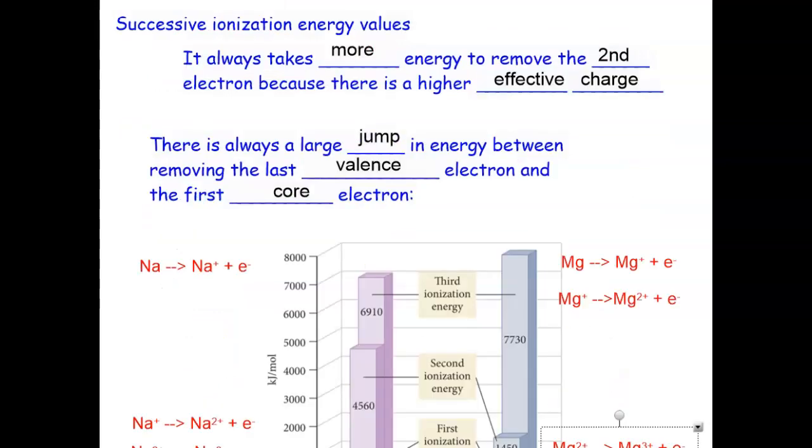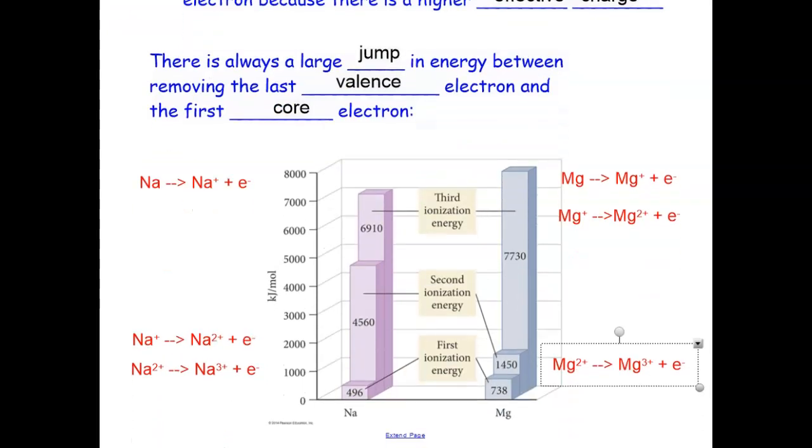Let's take a look at successive ionization values. So what that means is instead of removing the outermost electron from different elements, we are going to remove the outermost electron, and then the 2nd electron, and then the 3rd electron, and then the 4th electron, etc. And it turns out it's always going to be harder to remove the 2nd electron because there's a higher effective nuclear charge in the nucleus, because we're trying to actually remove something negative from something positively charged. But let's take a look at the data.